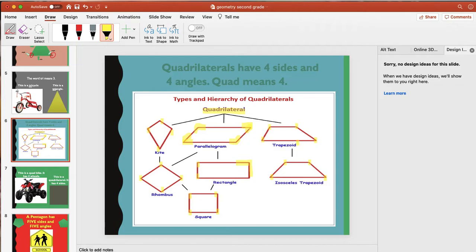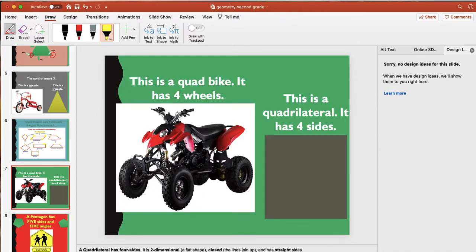So they all have 4 sides and 4 angles. They're closed. There's no opening to get inside there. They're all closed. And they're all a 2-dimensional shape. They're all flat. Okay.